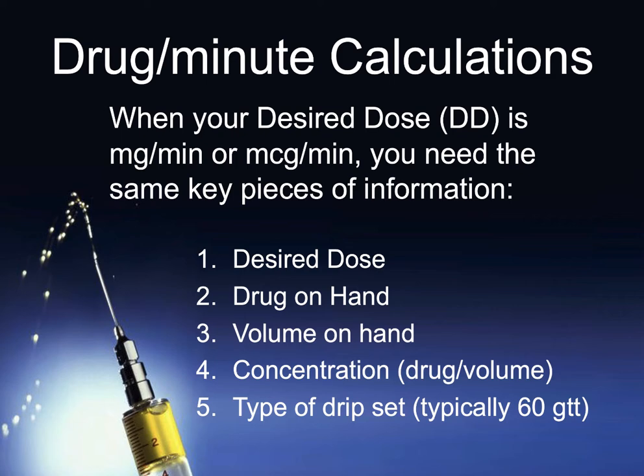So the next step is figuring out drugs per minute. When you have a dose that isn't just give 5 milligrams, but rather you need to administer 2 milligrams per minute, or 40 micrograms per minute, you need the same key pieces of information that we've already talked about. You need to know your desired dose, how much drug you have, how much volume you have, and the concentration. And then the added piece that we just talked about is you need to know the type of drip set that you have. Typically, a 60 drop set, a micro drip, is what we're going to use.